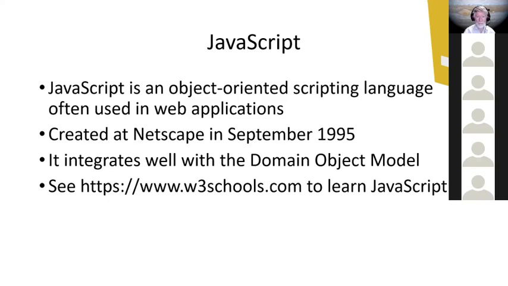So anyway, it's out there. It's object-oriented, and it's got a lot of libraries you can use. Except for some problems, it's a pretty complete language. We created it way back in September 95 with Netscape, and it integrates very well with the document object model. For those of you who don't understand the document object model, just wait a few slides, we'll get there. And again, here is my plug for W3 Schools to learn JavaScript if you don't already know it.